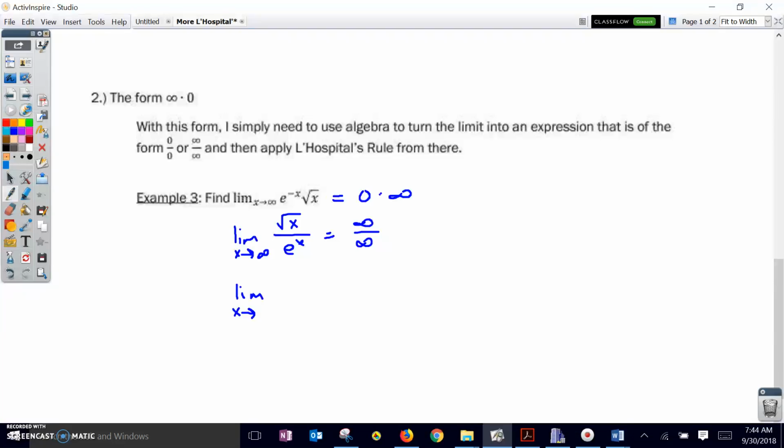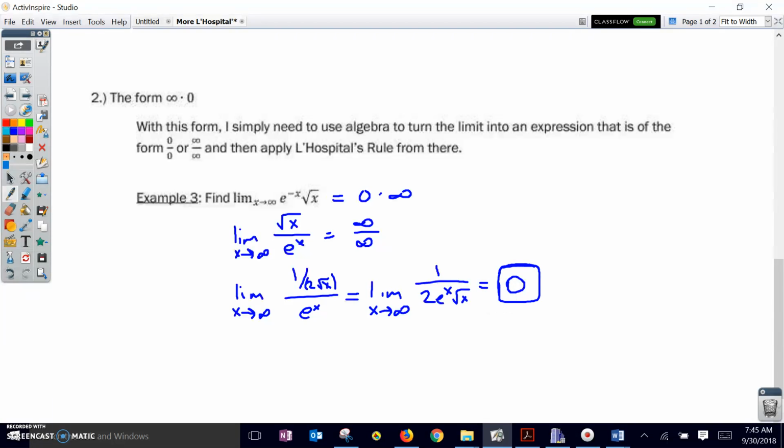Get the limit as x goes to infinity of 1 over 2 square root of x over e to the x. And just like we did in the last one, I'm going to simplify this. And that turns into the limit as x approaches infinity of 1 over 2 e to the x square root of x, which is going to be 1 over something that approaches infinity. 1 over something that approaches infinity is going to be 0.